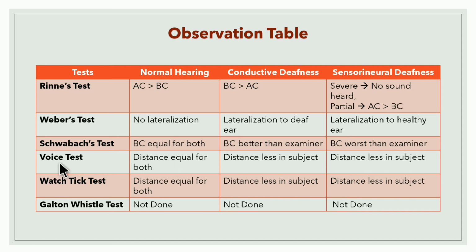Now fourth is voice test. In voice test, in normal hearing, the distance of the subject and examiner will be equal. In conductive deafness, the distance of the subject will be less compared to the distance of the examiner. In sensorineural deafness, again the distance will be less because we have to bring our voice very close to the subject. So distance is less in the subject.